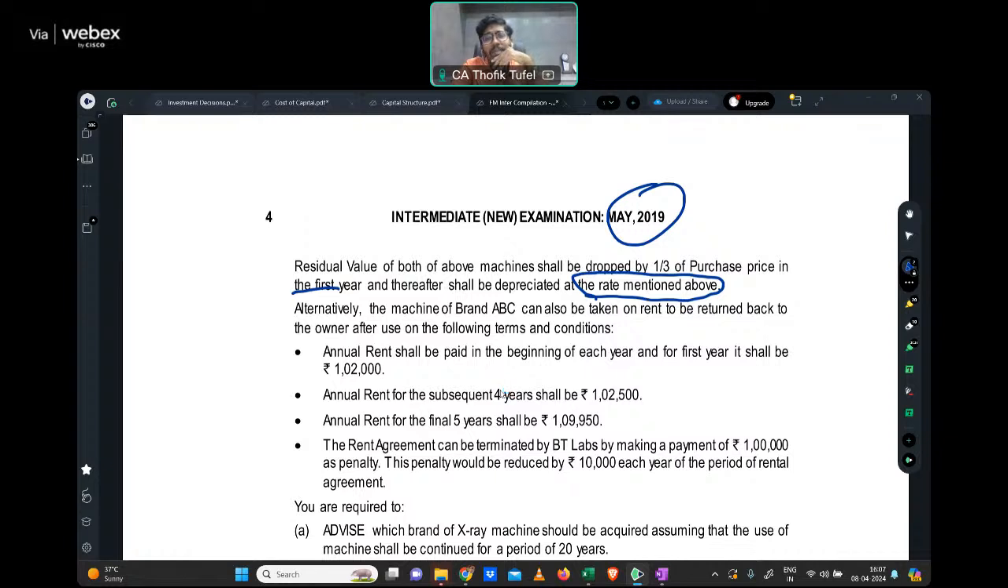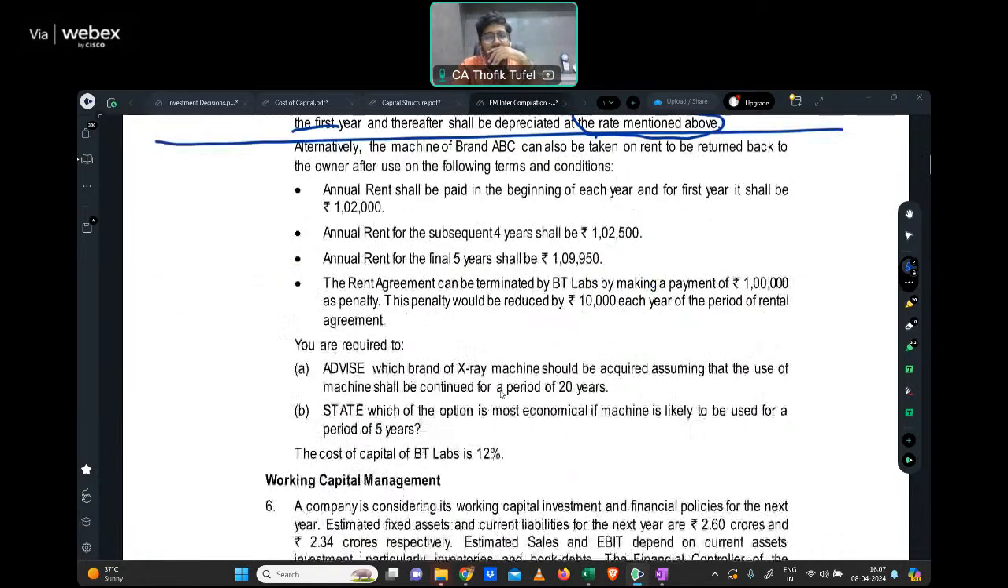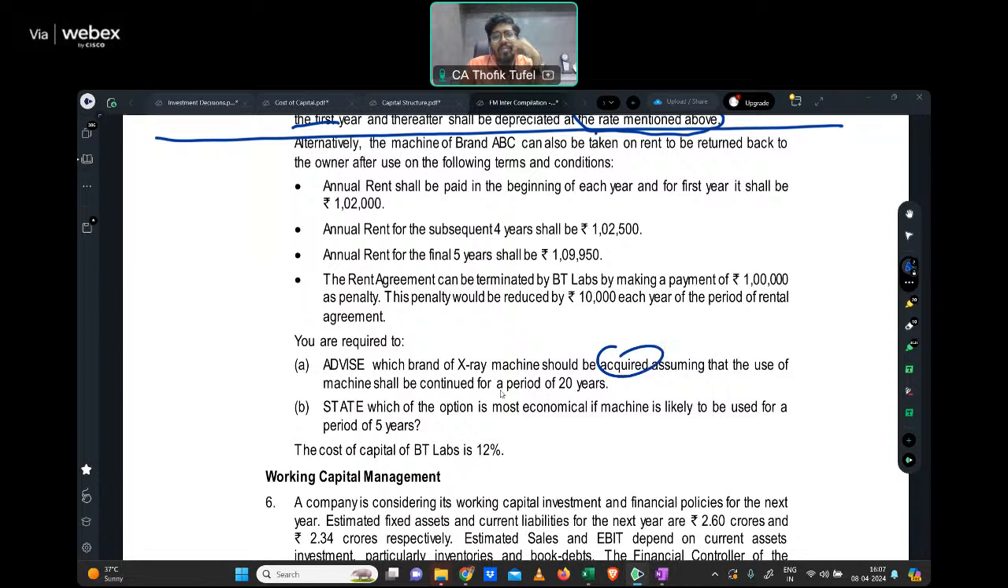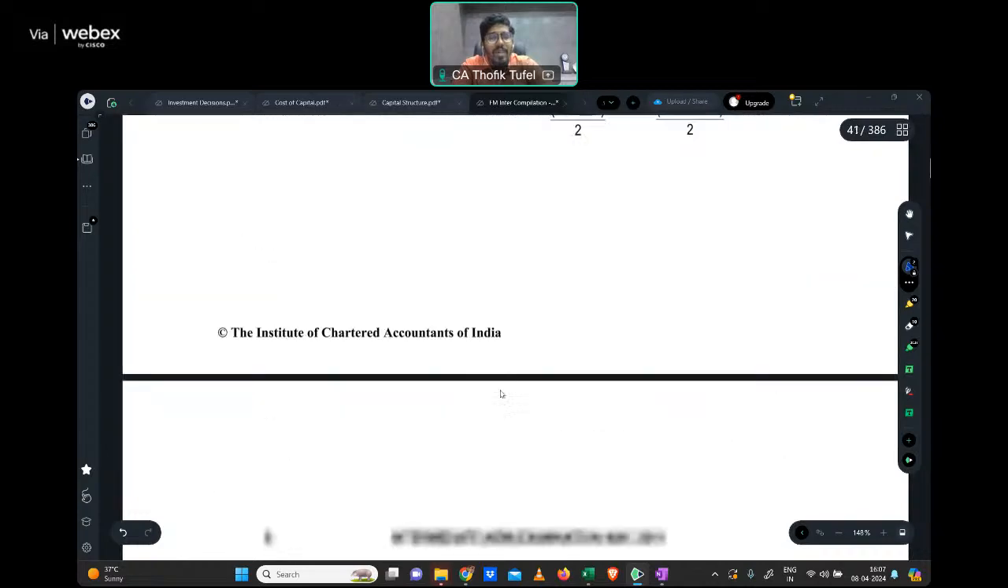Alternatively, the machine of brand ABC can also be taken on rental. We can look at the rental option later. First, let us look at the purchase option. Which one should I purchase? Let us do question number 5.